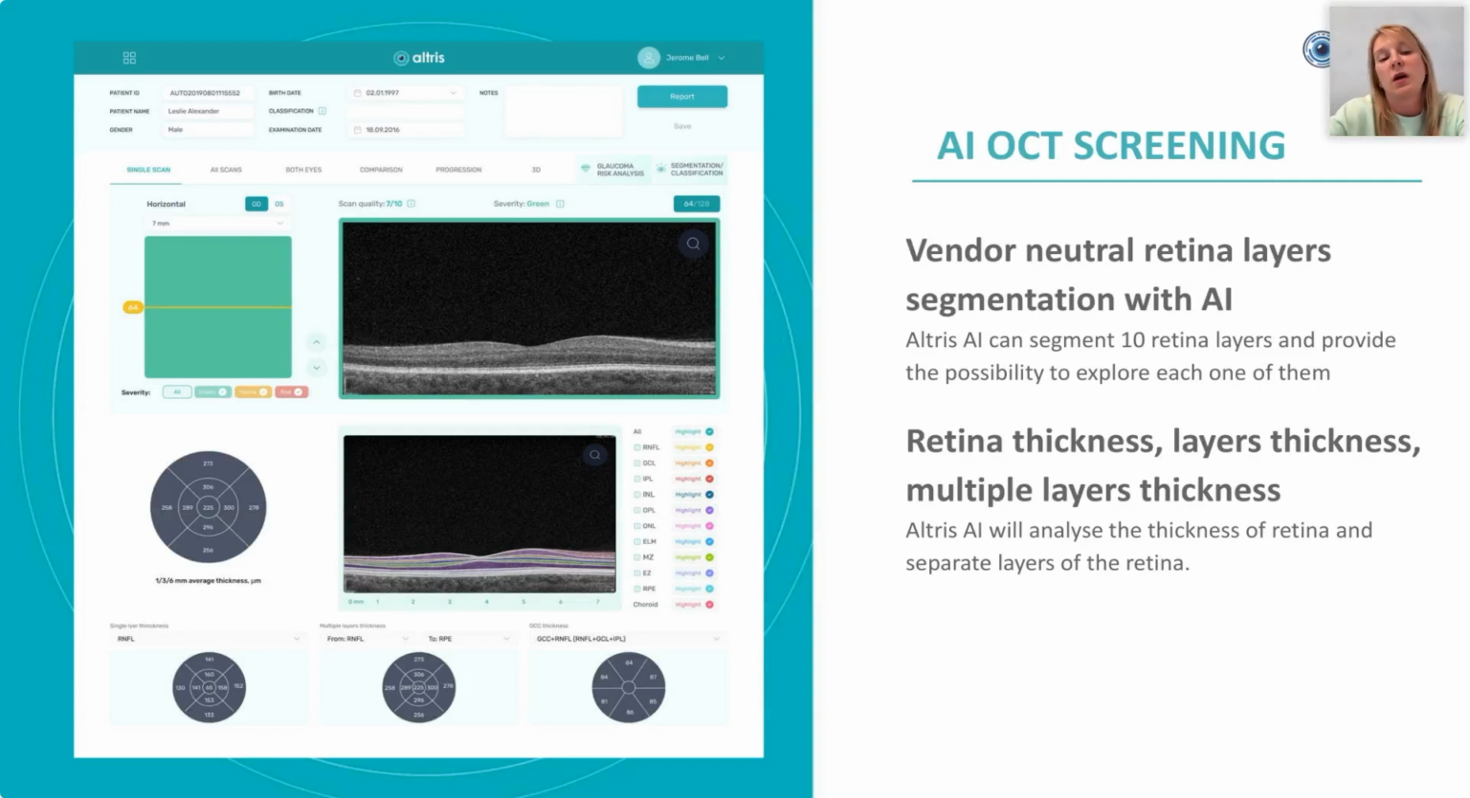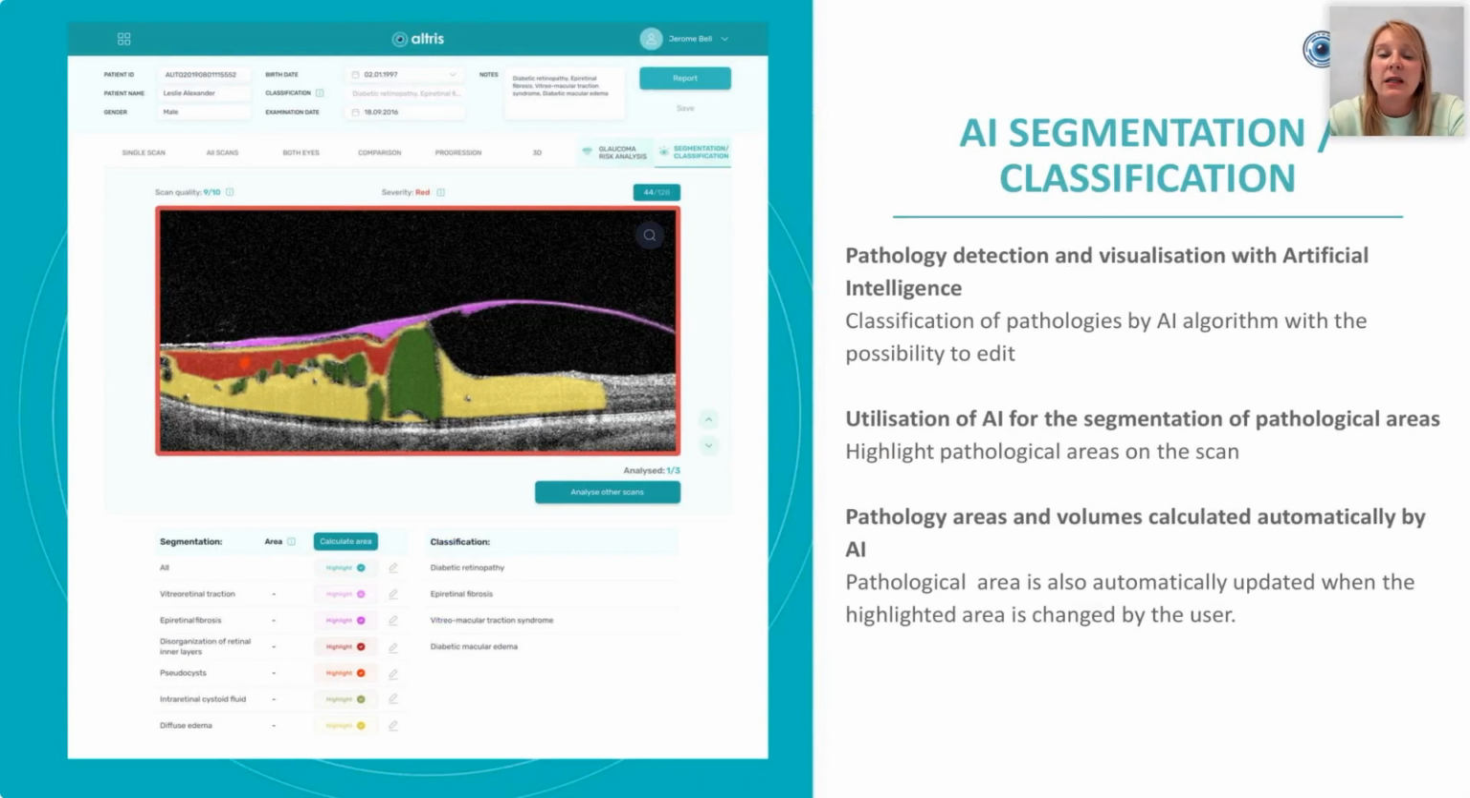Also, as I have mentioned before, we can calculate, for example, ganglion cell thicknesses and RNFL thicknesses. It can be a really very precise comparison between devices. The next feature, one of the most popular I would say, is AI segmentation and classification.